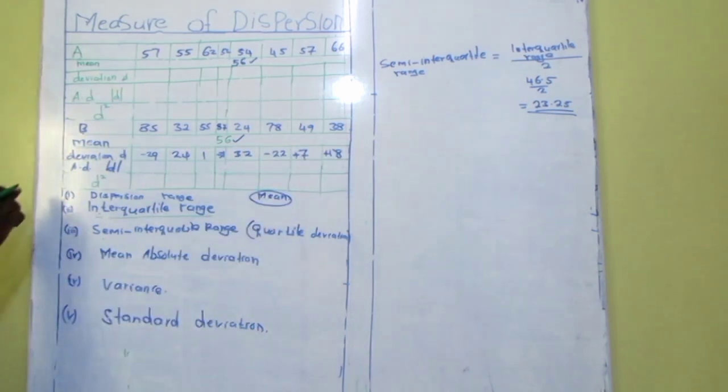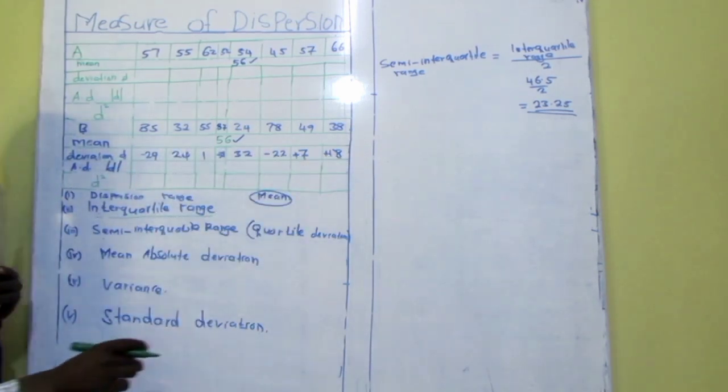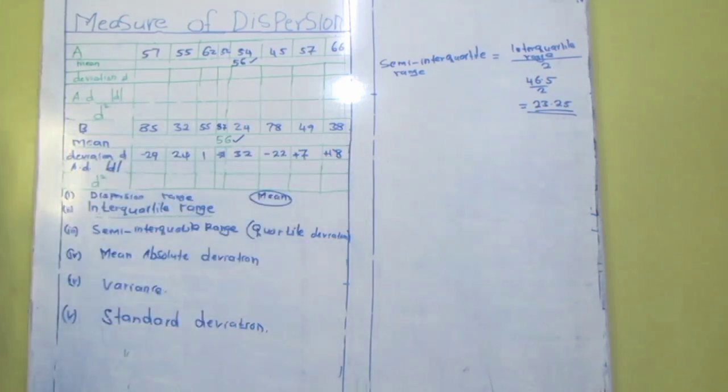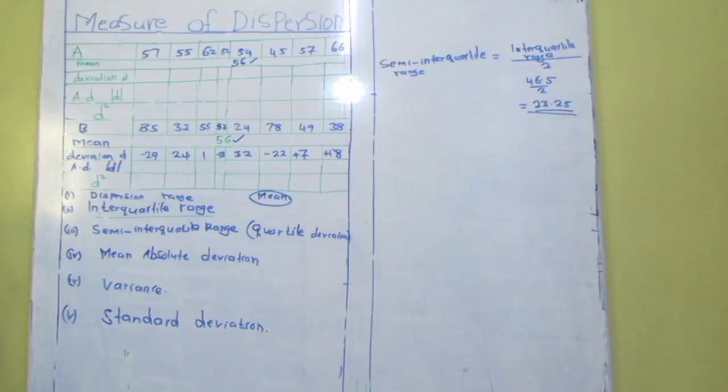Now, if you are going to add deviation, it's going to give us what? We're going to get 0. Are you getting what I'm saying? If you add all these deviations, it's going to give us 0. Then it does not assist us, because we want to know how the marks are being spread.